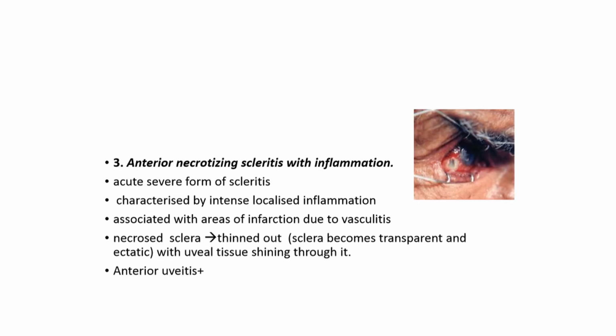Now the third one, anterior necrotizing scleritis with inflammation. It is an acute severe form of scleritis, characterized by intense localized inflammation associated with areas of infarction due to vasculitis. There will be necrosed, thinned out sclera. The sclera becomes transparent and ectatic with uveal tissue shining through it. Staphyloma can be associated here, and there can be signs of anterior uveitis. It is a very severe condition where necrosis of the sclera happens, and because of necrosis there will be thinning of the sclera, and you can see the blackish uveal tissue just beneath the thinned out layer of the sclera.